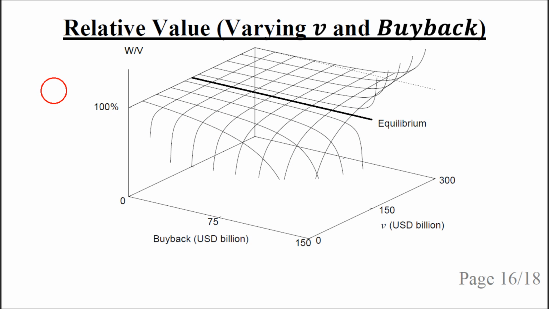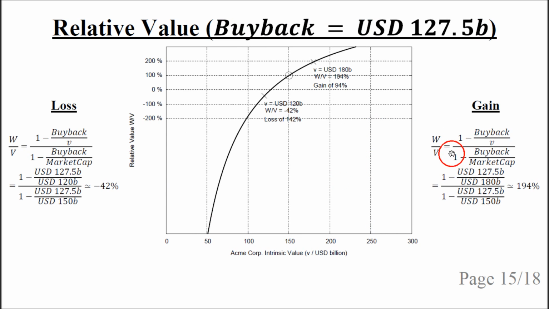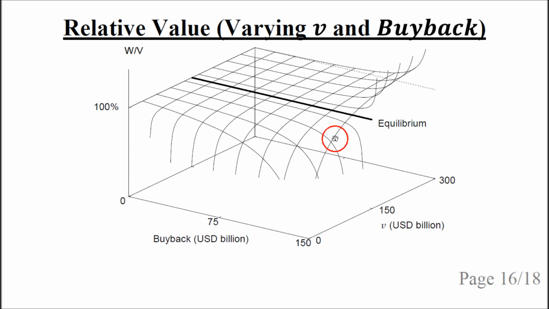This plot is made by taking the relative value formula from one of the previous slides and simply varying the variables in that formula. And I suggest that you try and make this plot yourself, because it's very instructive to do so, and you will understand the relative value a lot better. So you would take this formula here and put it into some kind of mathematical plotting program and make the buyback amount go from, for example, 0 to 150, the intrinsic value 0 to 300, and then fix the market cap at, for example, 150, and then you would get a plot like this.